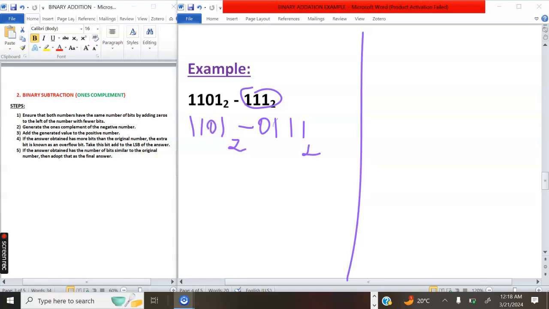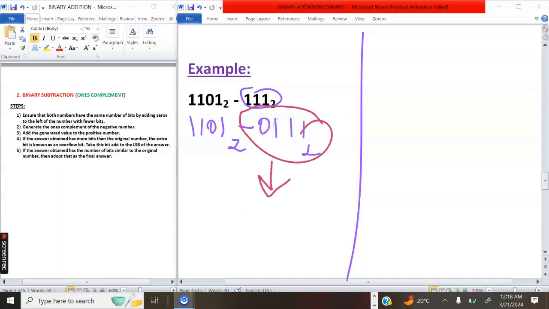Okay, after doing that, the next step as per our instructions is to generate a one complement of the negative number. Remember, this is my negative number.